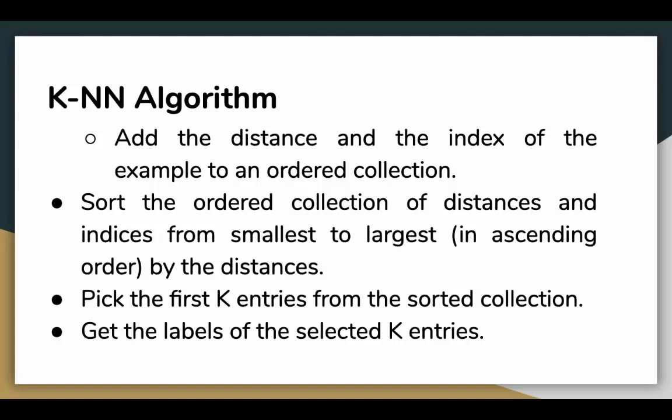Now, let's pick the first k entries from the sorted collection and get the labels of the selected k entries. Now, if you want to find the mean, then that is the regression problem, and if you find the mode, it's a classification KNN algorithm.